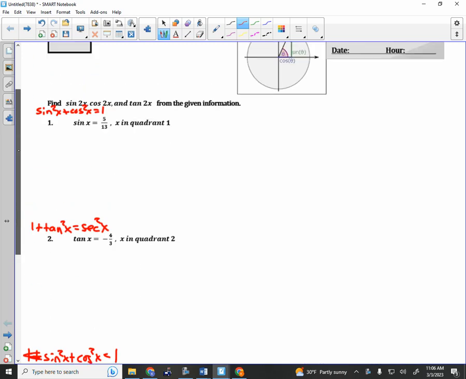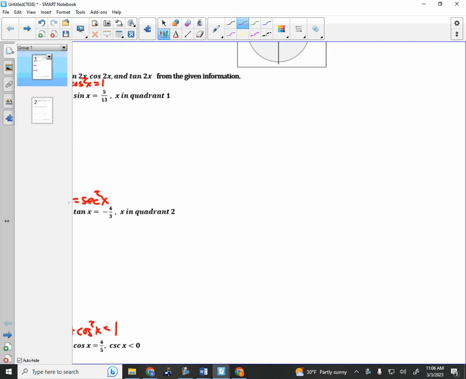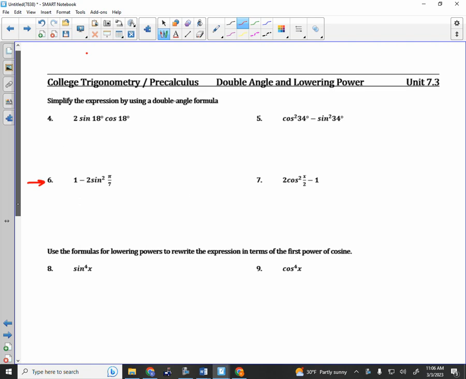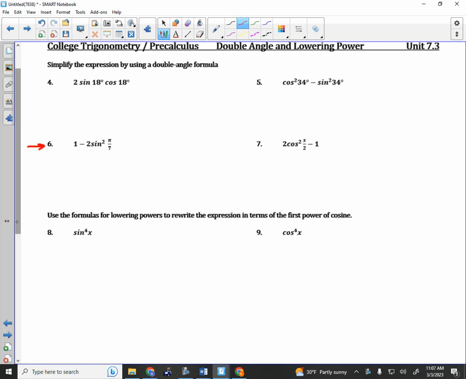So 3 problems like we did for the first example, and then if you flip it over, I'm just going to do 1 problem with you. Does that look like something you've seen before? Isn't 1 minus 2 sine squared of an angle the same as cosine of twice the angle? Doesn't it look like that formula?